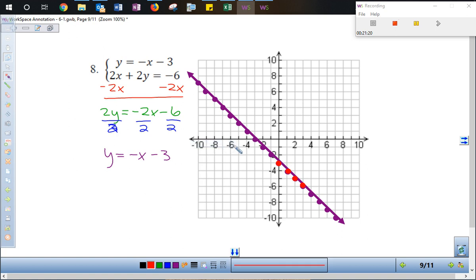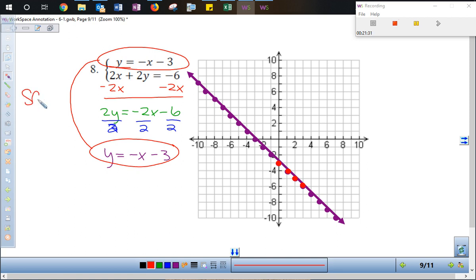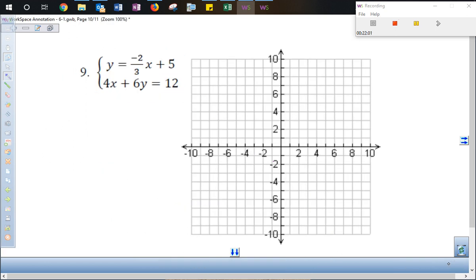If we look at why that is, let's compare our original equation to our second one. If you'll notice, they are the exact same equation. And when that happens, when every single point is going to work, that means every single number is going to work in both of those equations, which means I'm going to have infinite solutions. Now don't forget to spell it out. We don't use any symbols. It's I-N-F-I-N-I-T-E, infinite solutions.